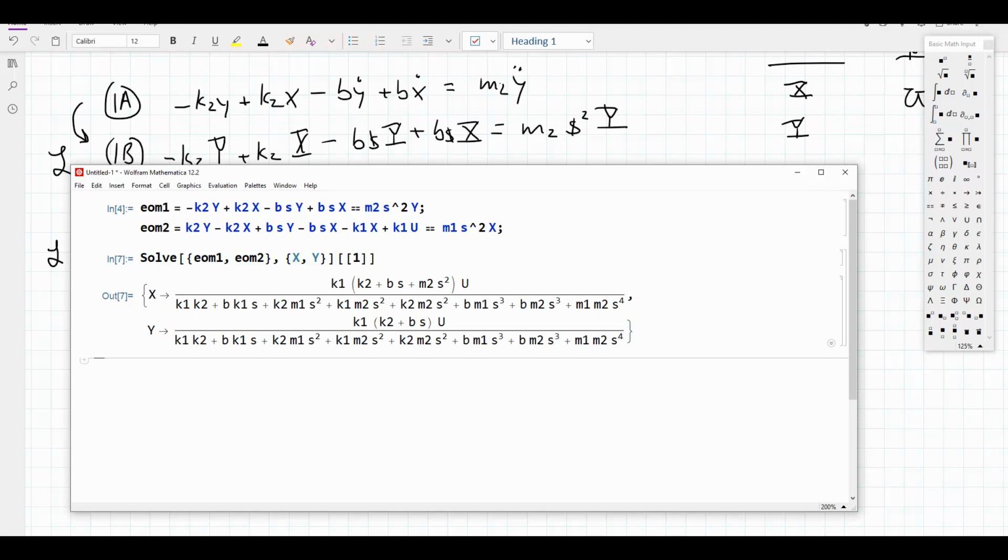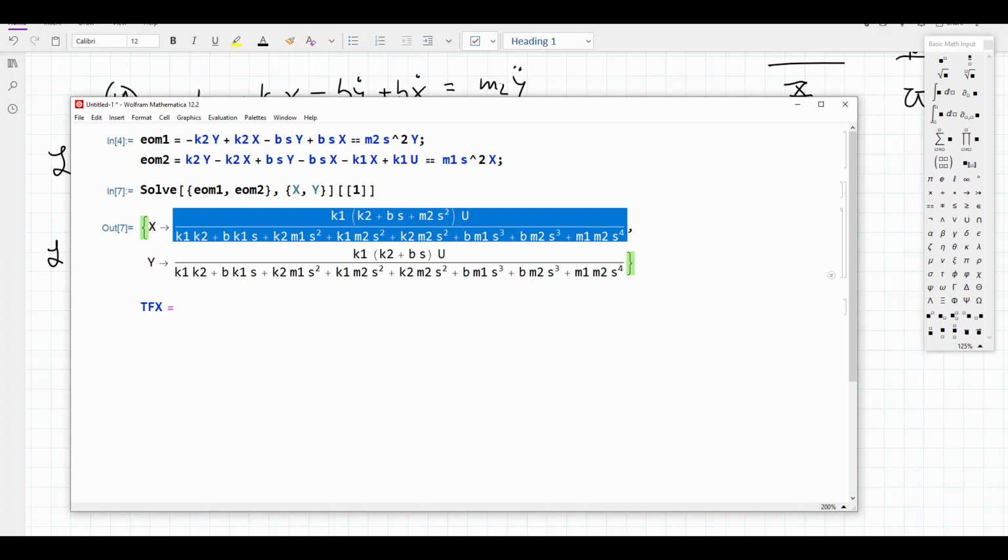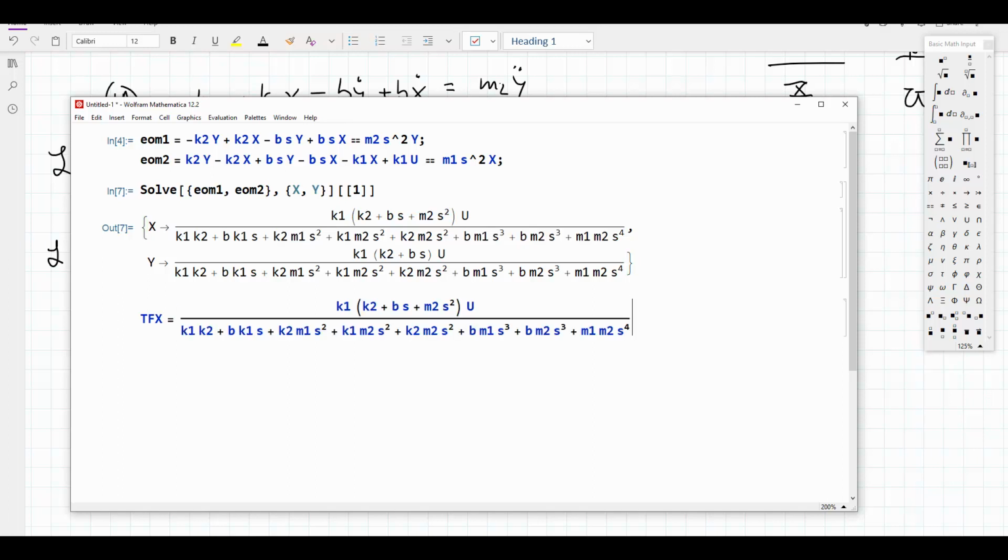All right, so we have x, and then on the right-hand side, we have this expression. We have a U on top. That's our input, so that's okay. It's not in standard form yet, but we'll get there. And then y, we have its transfer function as well. So I'm going to clean this up and get my tfx. So this is my transfer function for x. This is my x over u. So I'll take that and paste it in here. Remember, it's x over u, so this effectively divides out the U.